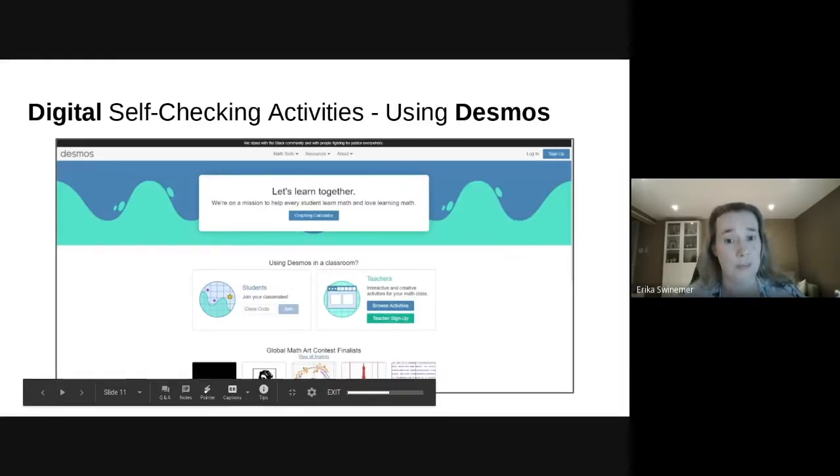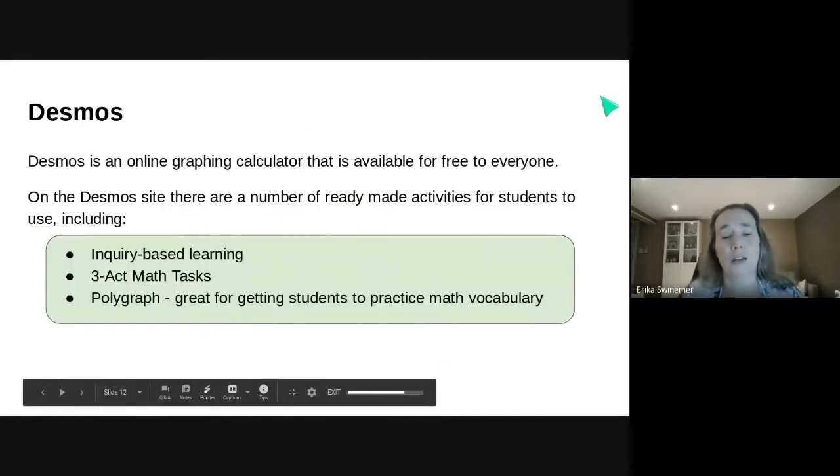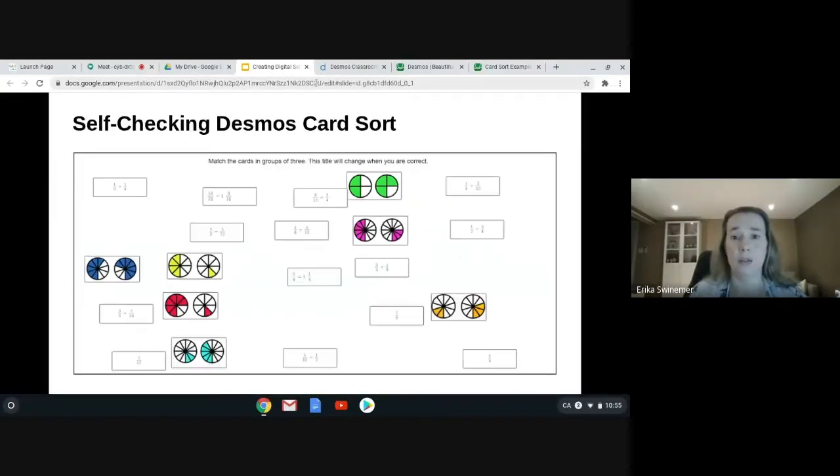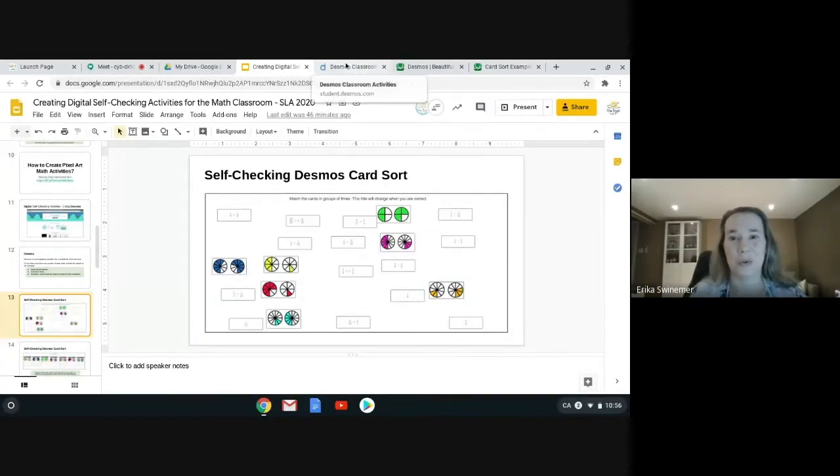So if you've not used Desmos before, it's a website. So this is what its homepage looks like. And Desmos is an online graphing calculator that's available for free to everyone. And in addition to that fantastic graphing calculator, the Desmos site has a number of ready-made activities, including inquiry-based learning, 3-act math tasks, and polygraph, which is an activity like the game Guess Who, which is really great for getting students to practice their math vocabulary. But what we are going to take a look at this morning is a card sort through Desmos.